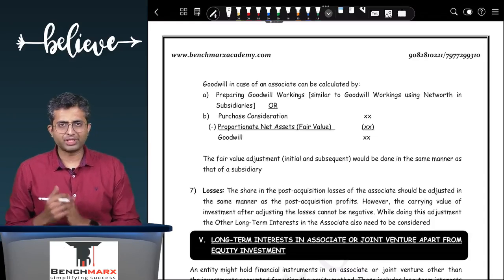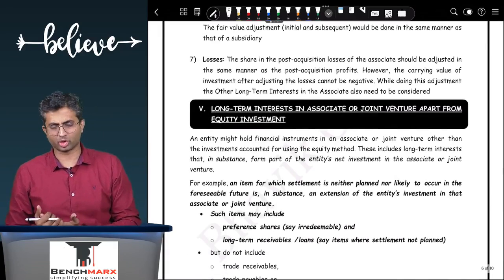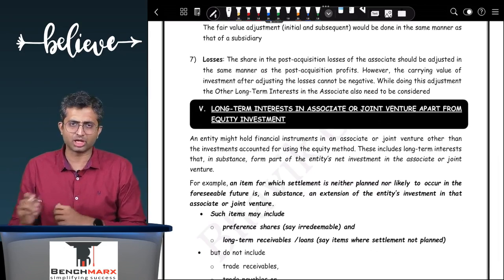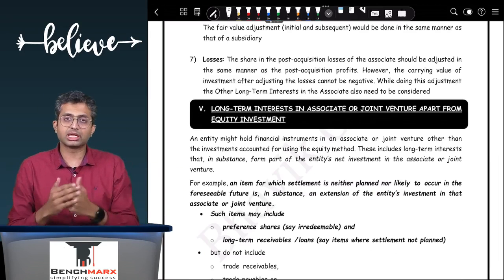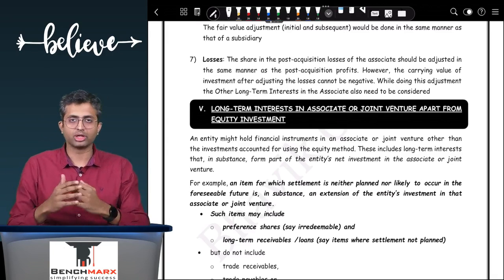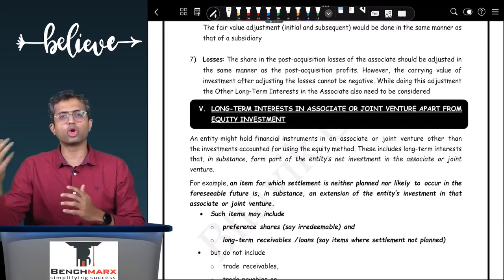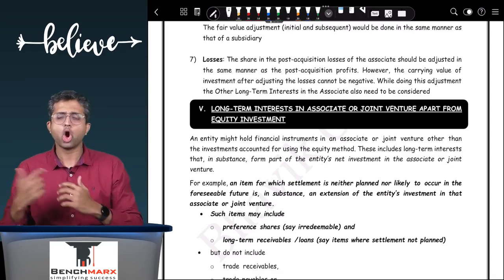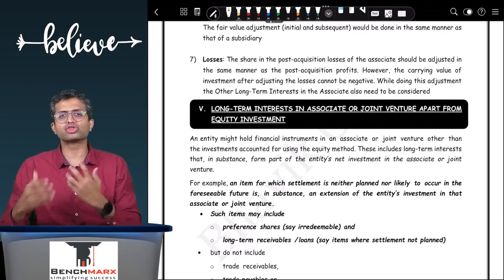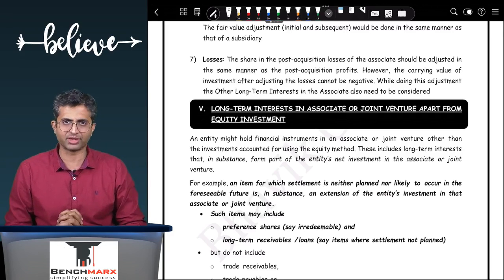So that takes care of the equity method, and next we will discuss the long-term interest in an associate or joint venture. Now this is a very specific section which is applicable in one particular scenario: in case you have losses in an associate and the share in losses exceeds your investment, which becomes zero. In such rare cases, if you have other long-term interests like irredeemable preference shares or long-term loans where settlement is not planned, there is an allocation mechanism provided to share those losses and the reversal of those losses, if any.